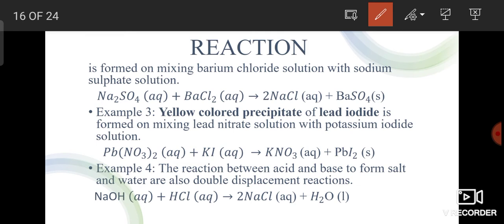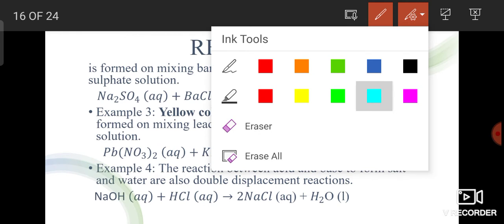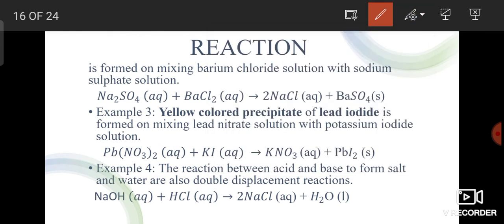Okay. Next, the last example that we are going to take up is an example of what? This is a neutralization reaction. Why is it a neutralization reaction? Because you can see that sodium hydroxide, which is a base, is reacting with an acid, which is HCl, and the products that you are getting are salt and water. Salt is sodium chloride.